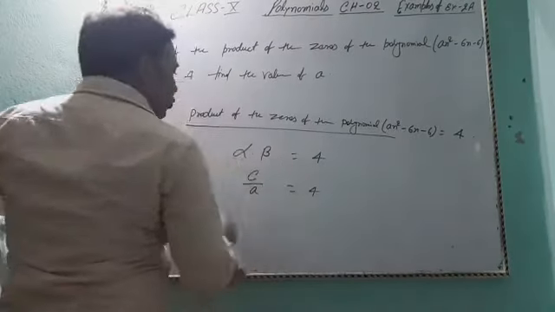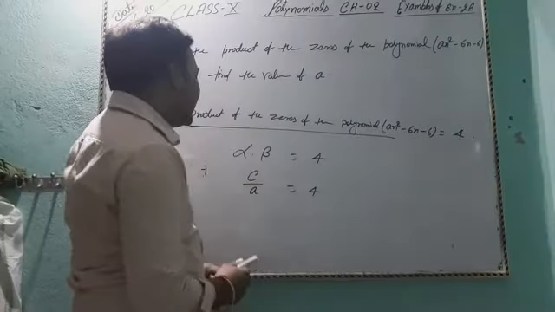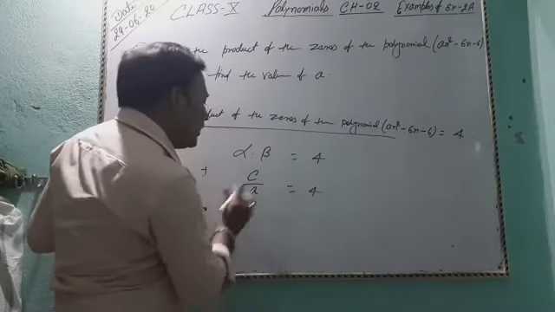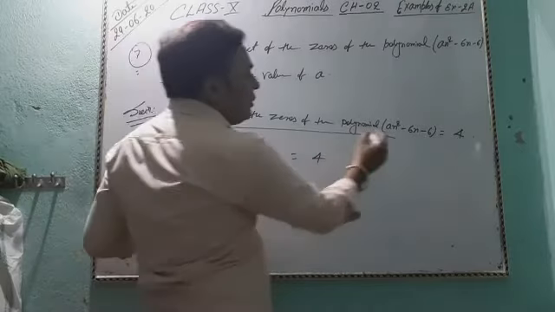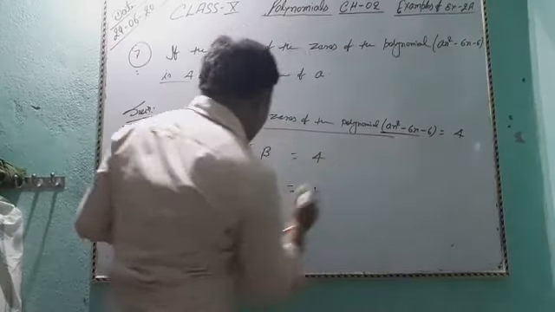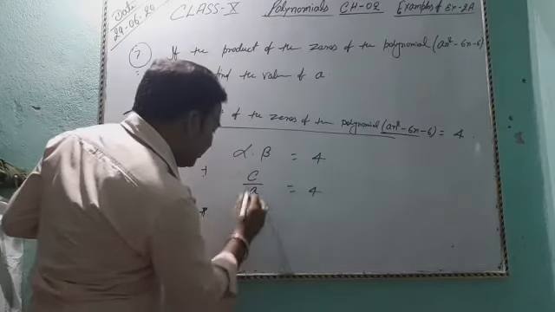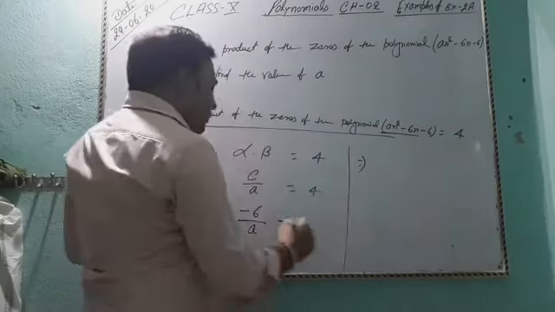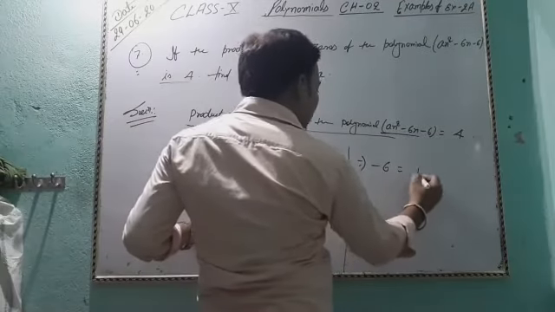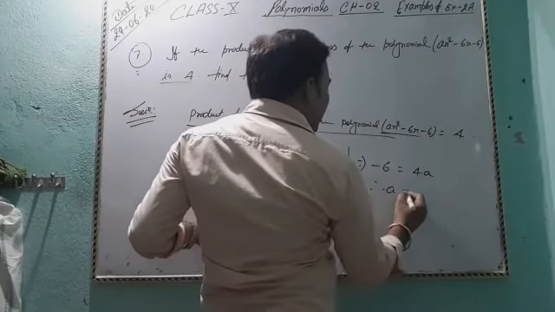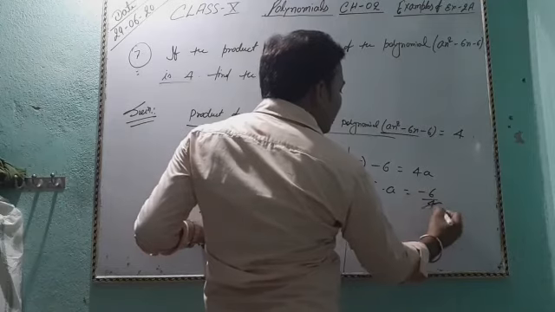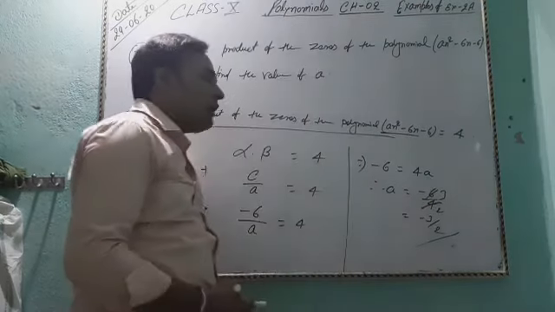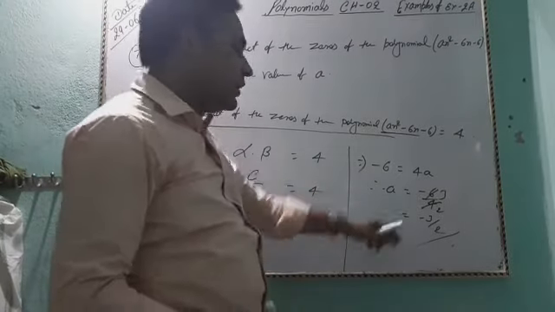So alpha into beta equal to 4 and we write alpha into beta equal to c by a equal to 4. So c is the constant term, and the constant term in this polynomial is minus 6. So we put the value of c as minus 6 and a is the coefficient of x square. Minus 6 equal to 4a and a equal to minus 6 by 4. 2 twos are 4, 2 threes are 6, minus 3 by 2. The value of a equal to minus 3 by 2.